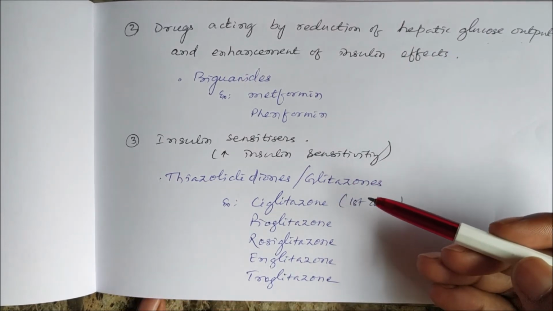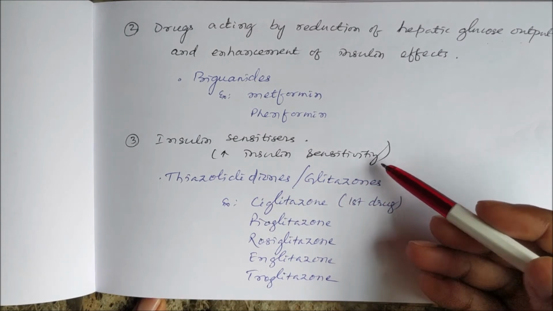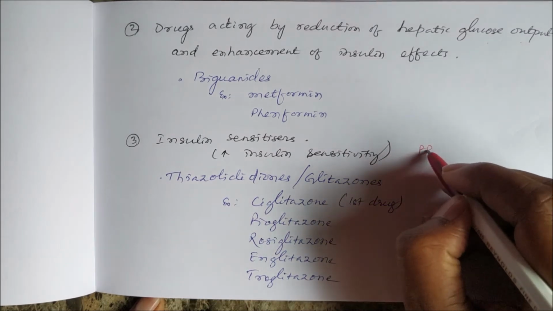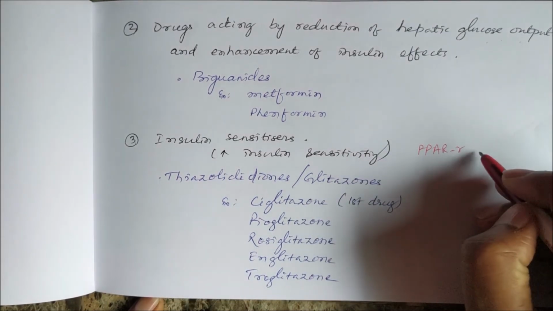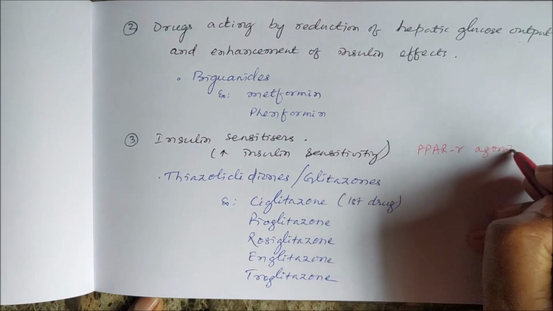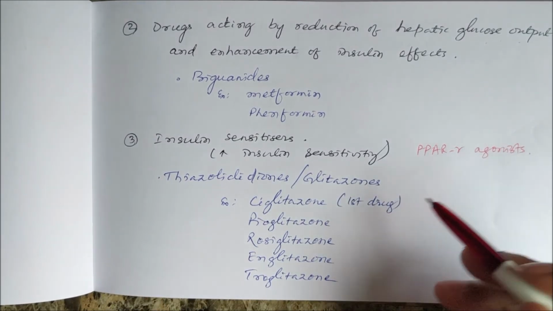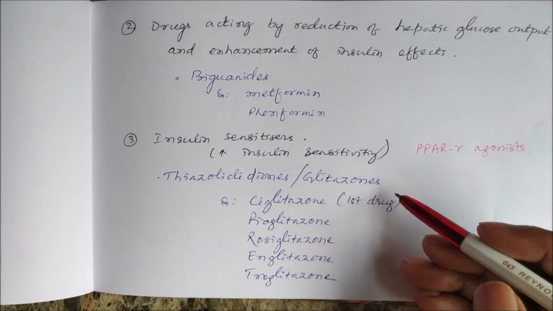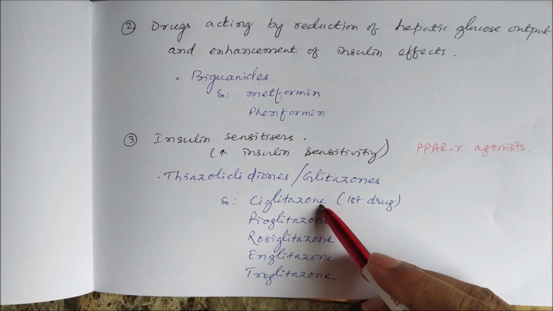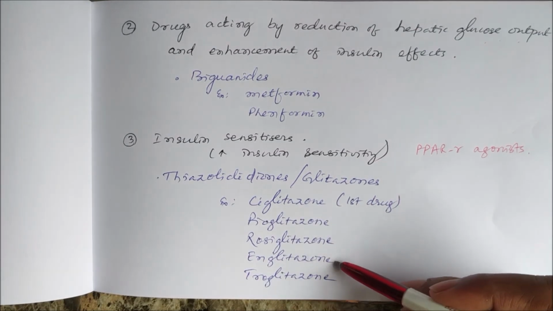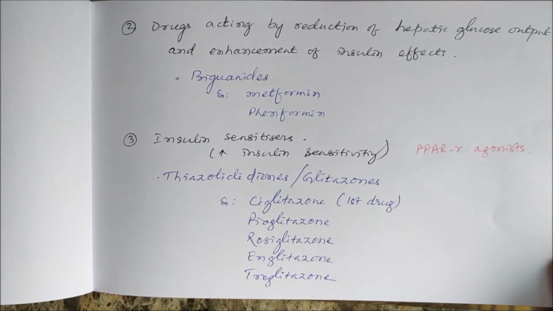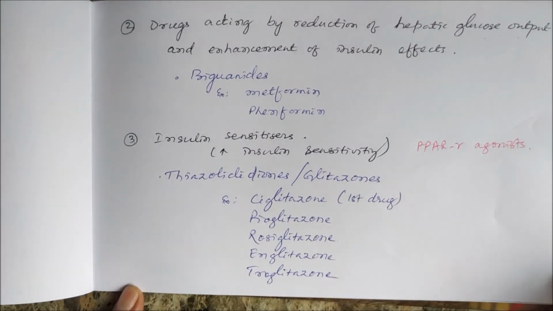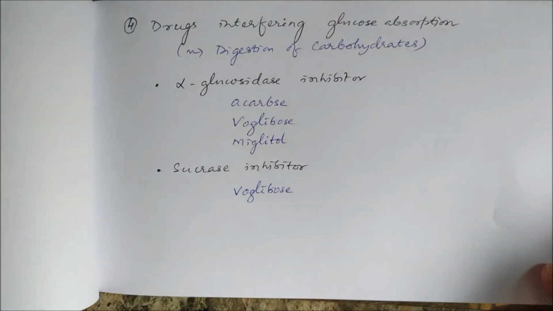Then the third group of drugs increase the insulin sensitivity. They can be used in insulin resistance, and they are PPAR gamma receptor agonists. So they are called insulin sensitizers because they increase the insulin sensitivity. The drugs are called thiazolidinediones or glitazones. Ciglitazone is the first drug. Pioglitazone, rosiglitazone, englitazone, troglitazone are the other drugs. And drugs like rosiglitazone are recently banned because of their toxicity.